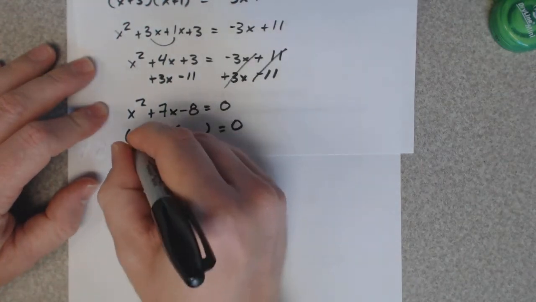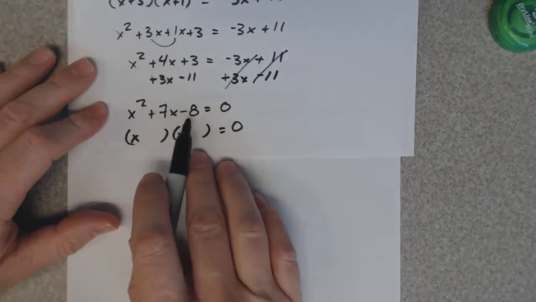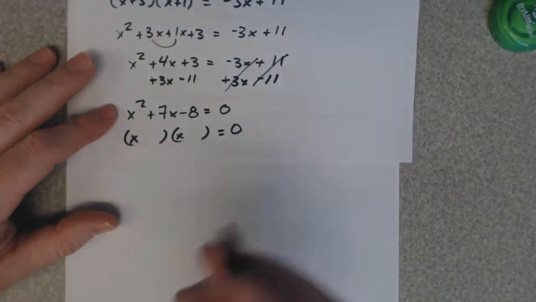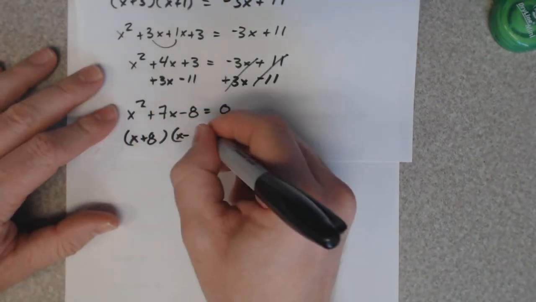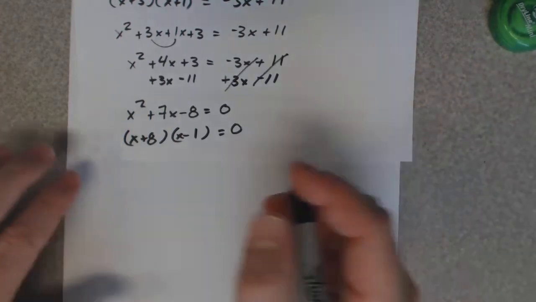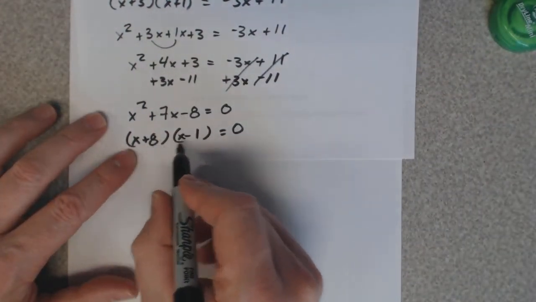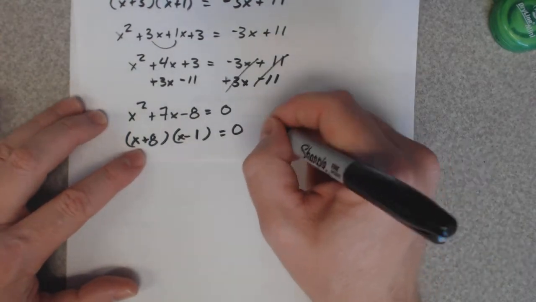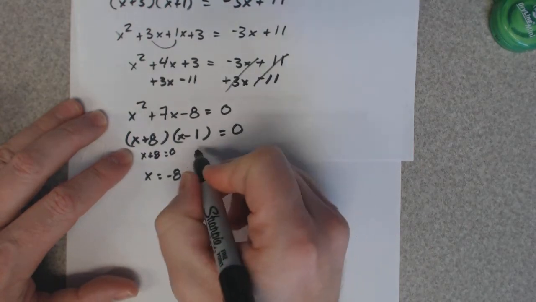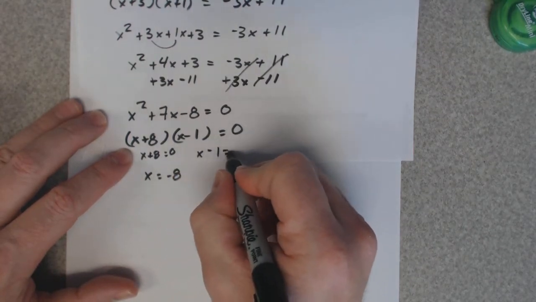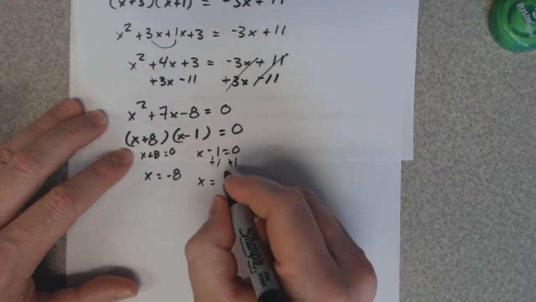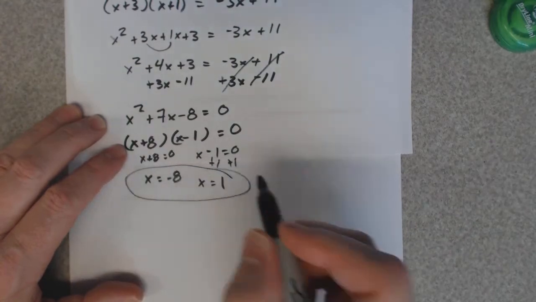I try factoring it first. Two numbers that multiply to give you -8, but combine to give you +7. 8 and 1 come to mind. +8 or -1. So set both these factors equal to 0 to solve it. x plus 8 equals 0, so x equals -8. Set this equal to 0 and add the 1. x equals 1. You get two answers here.